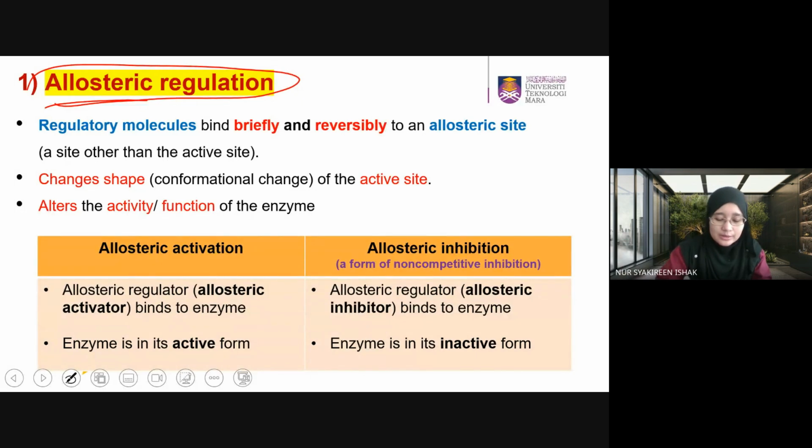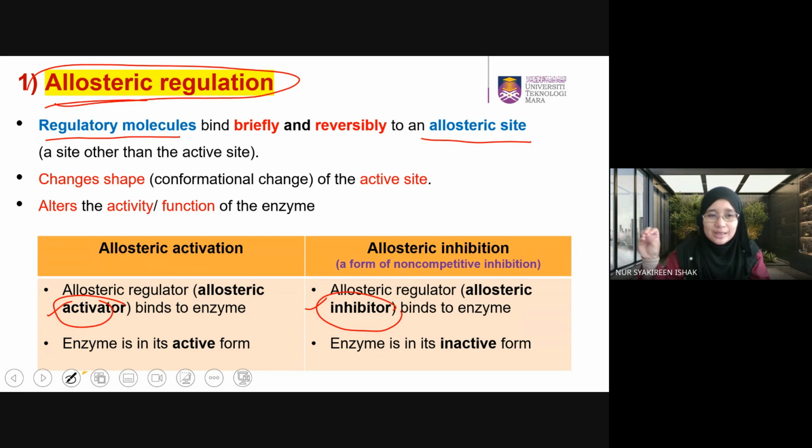The molecule that binds to the allosteric site, we call it a regulatory molecule. A regulatory molecule can be an activator or an inhibitor. The regulatory molecule will only bind to the allosteric site, and the binding, either activator or inhibitor, lasts just for a short while, briefly and reversibly. So the regulatory molecule can be removed, and the effect of its binding to the enzyme is just temporary.